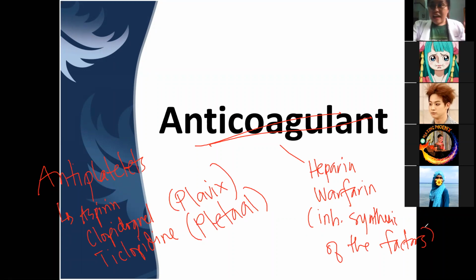Nahatag naman nato ang difference kagaina sa anticoagulant and thrombolytic. Now, we only have one product for the anticoagulant that is genetically engineered. Before I give it, let me add.